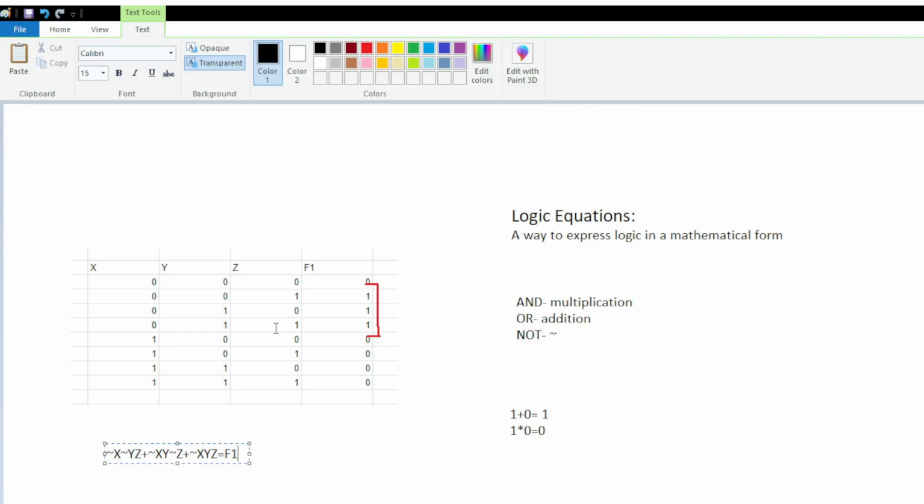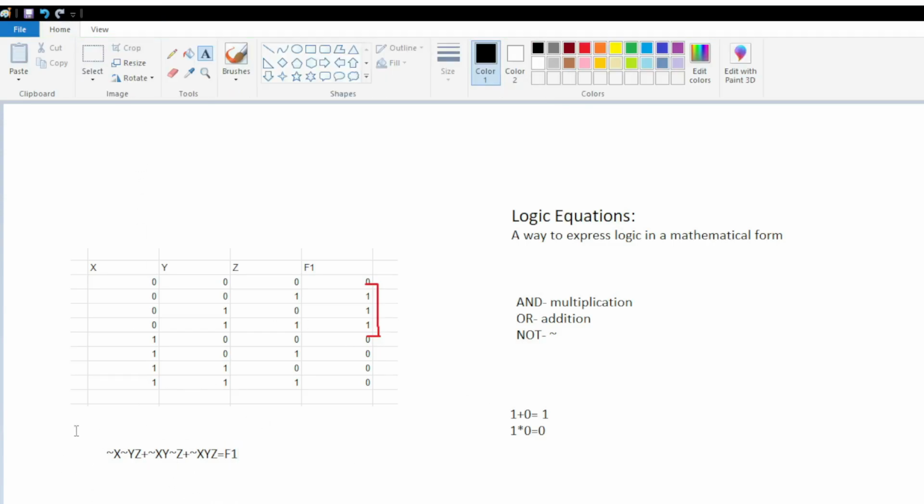We can see that each of these groups of 3 terms correlates to a row in the truth table where f1 equals 1. As you can see, we have not x, where x is 0, not y, where y is 0, and z, where z is 1. That row gives us an output of 1. And we can do that for all of these, because any of these rows will output 1. So that means it's an OR function. So this is what's called a sum of products expression.